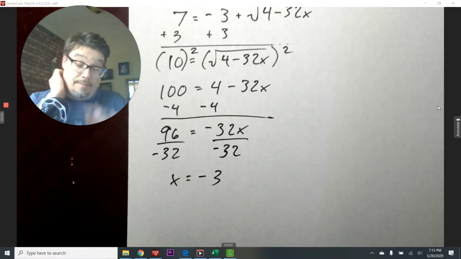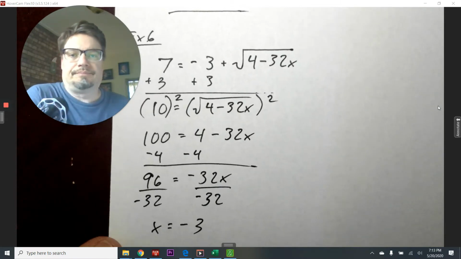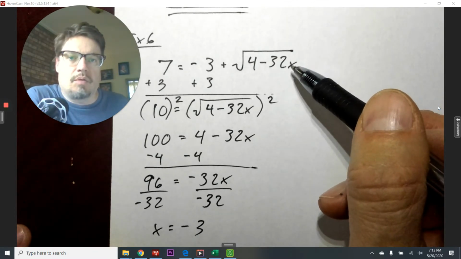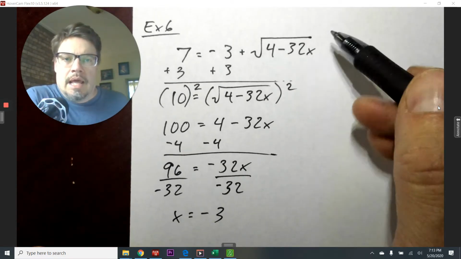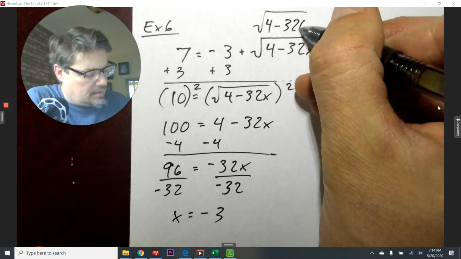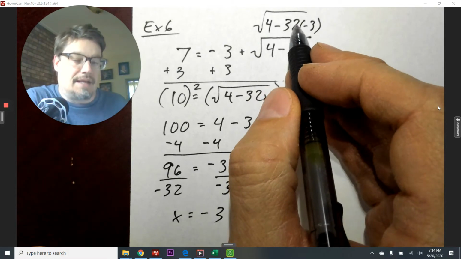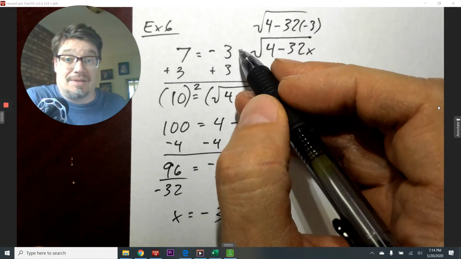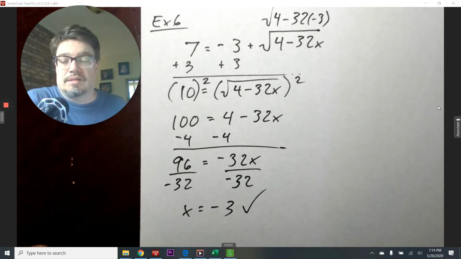All right, so first I have to make sure that negative 3 works, because it might not. What you've got to look out for here is if I plug in a negative 3, am I going to get the square root of a negative number? Because that's a sure way to guarantee that you don't have a solution. So let's verify this here. 4 minus 32 times negative 3, that's going to be a negative 96. Then 4 minus a negative is a positive, so that goes to 100. Then that would be the square root of 100. That's 10. 10 plus negative 3 is actually 7. So that works, that checks out. So always look out for extraneous solutions in these.